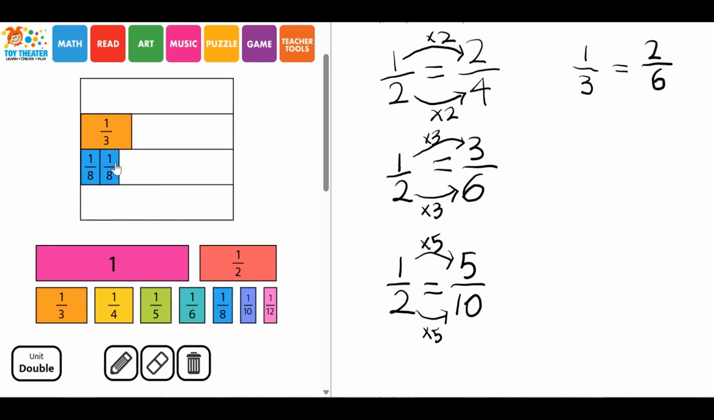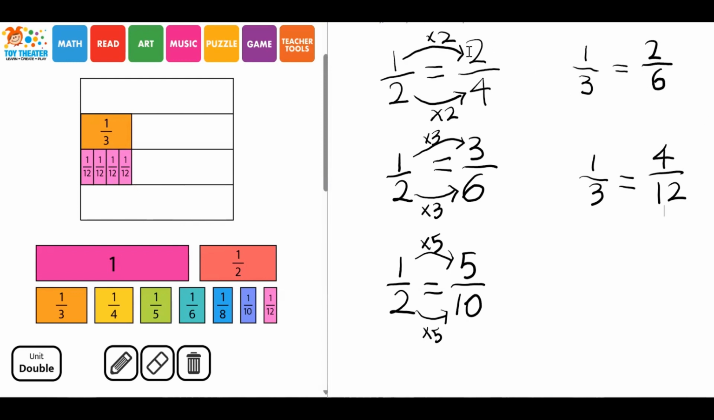Okay, this one is wrong. Let's try 1/10. It also doesn't work. And if I try 1/12, we can see that it's the same length. So in this case, 1/3 is equivalent to 4/12.